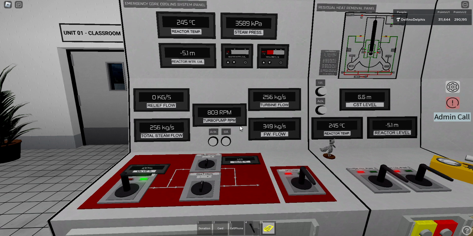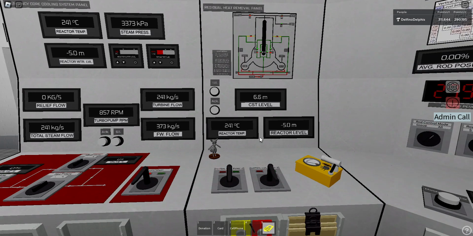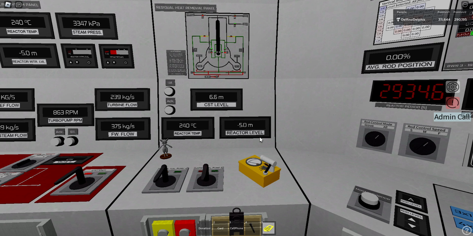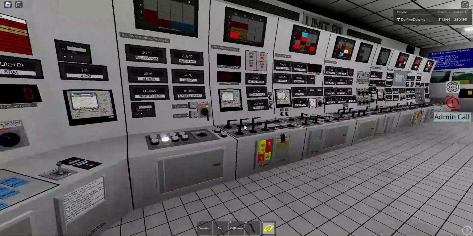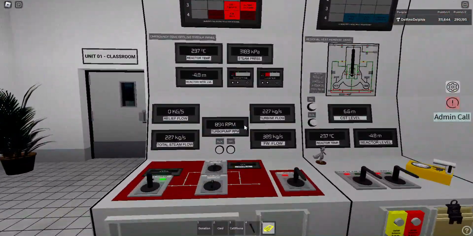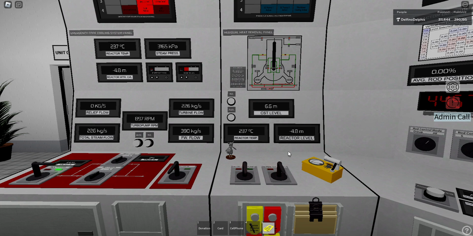So you see, this pump takes time before it really goes to maximum power, but now we are back to rising reactor level. So it's okay, we are safe. The pressure is dropping slowly. Don't use the relief now, because if you do it, you lose the reactor level.